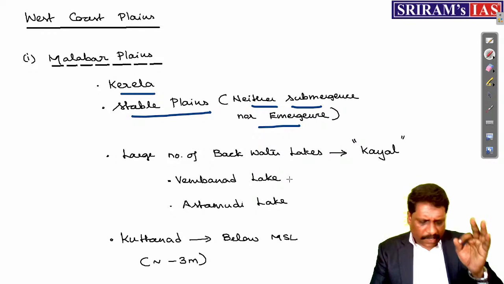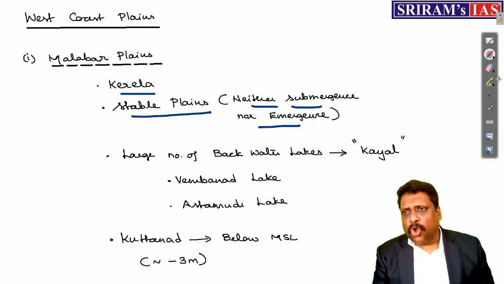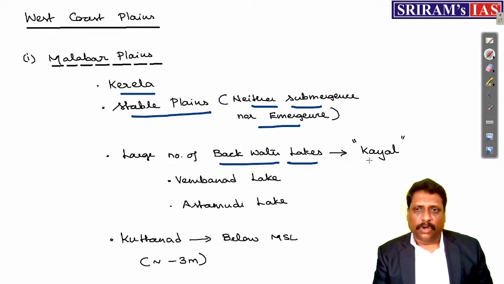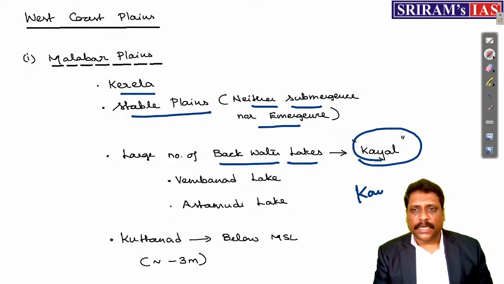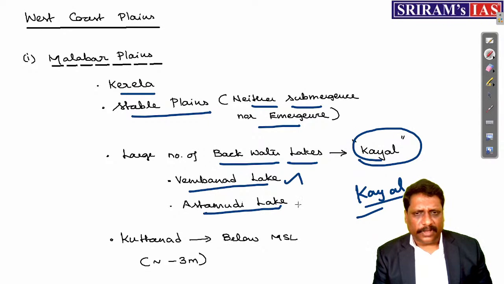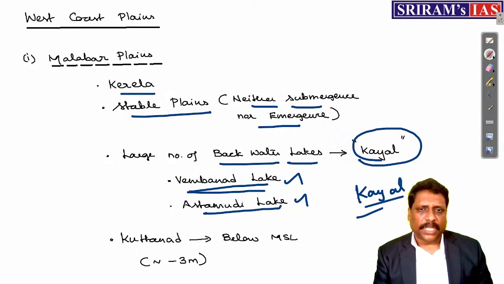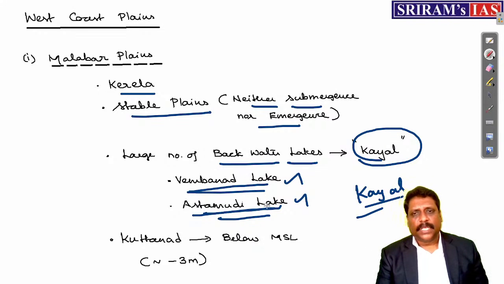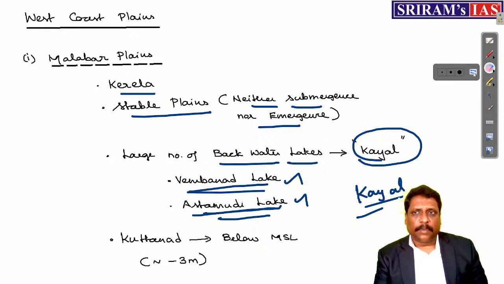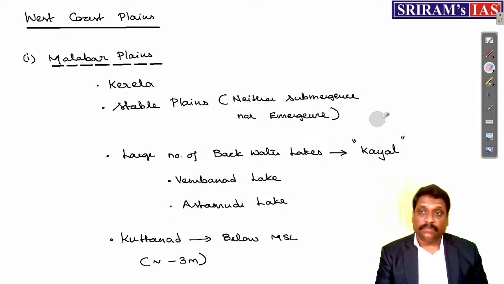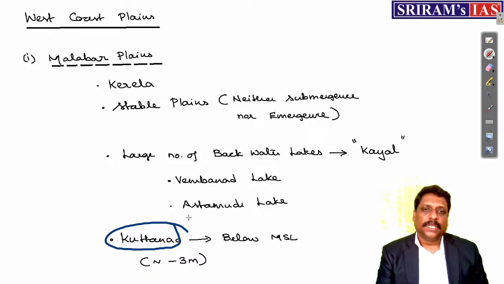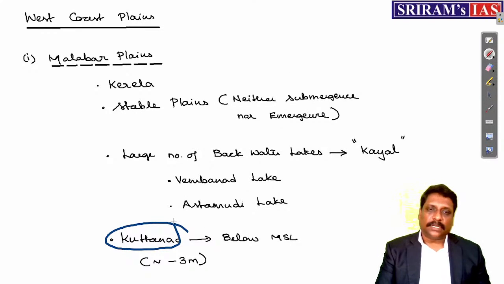And my dear friends, Malabar plains has a lot of backwater lakes. Locally, we call them as what? Kayal. Right? Plenty of kayals we have, among them one of the famous kayals or backwater lakes, you call them as what? Vembanad Lake and Ashtamudi Lake. Plenty of them are there. And point to be noted, my dear friends, Malabar Plains is that plains where I have the presence of this very important location called Kuttanad. Kuttanad, name itself says what?